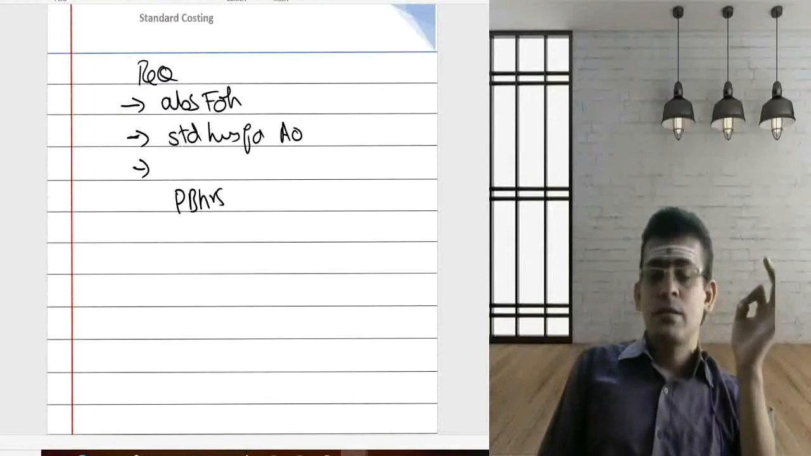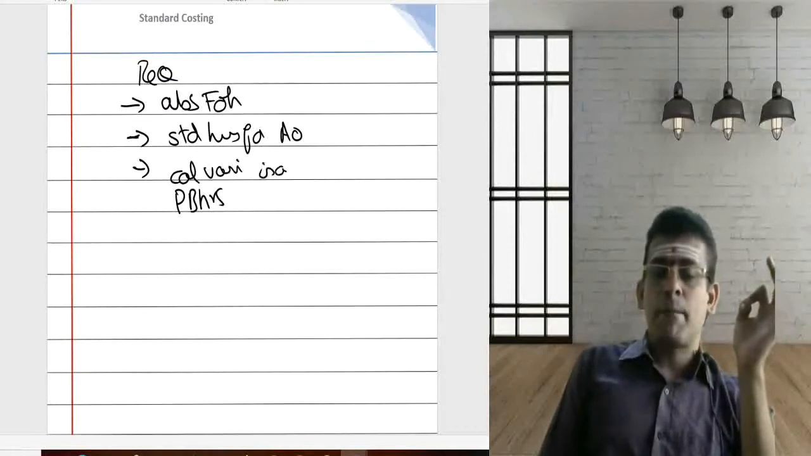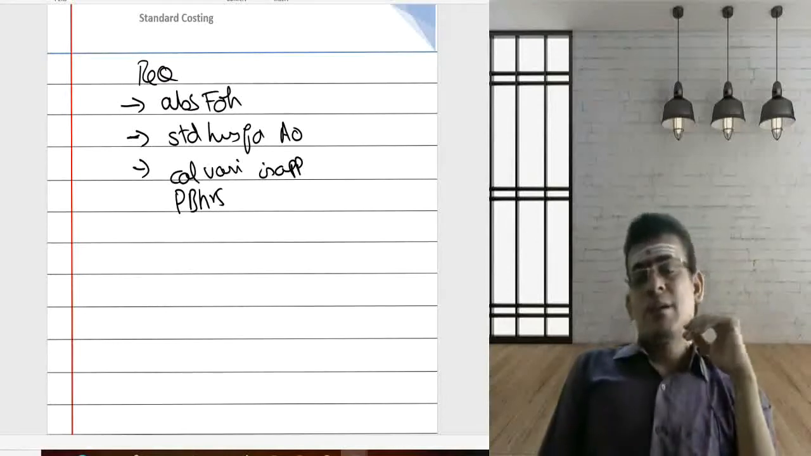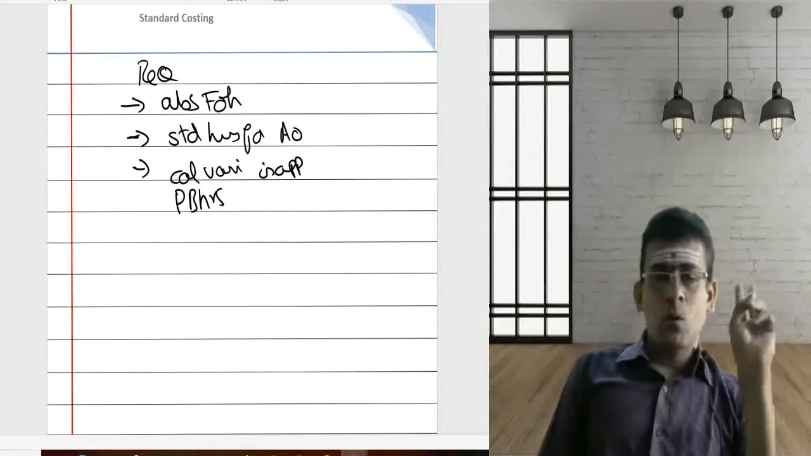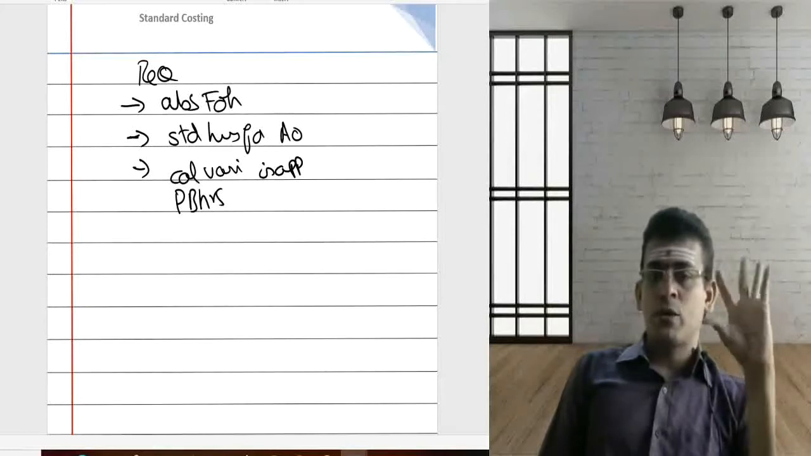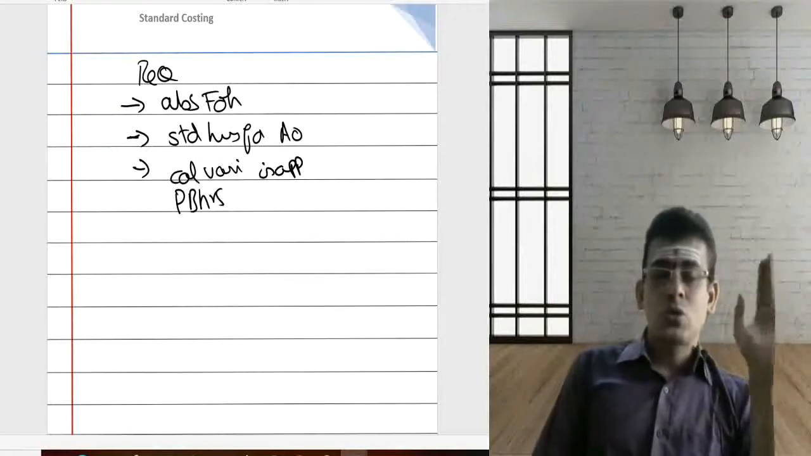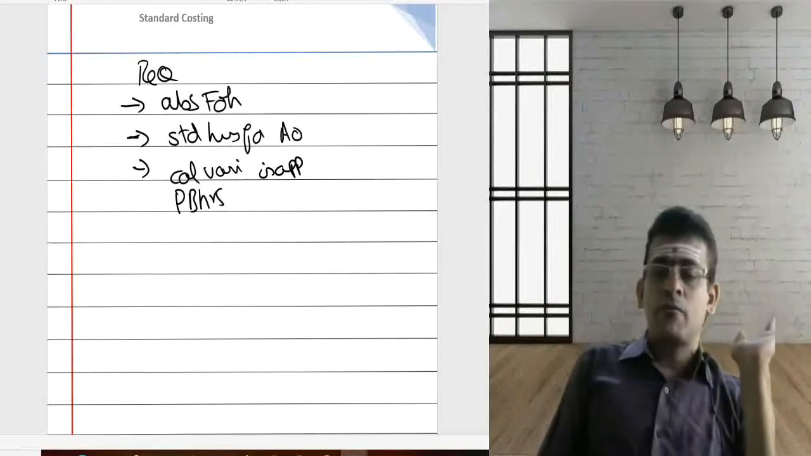If calendar variance is there, then I need to calculate something called as possible budgeted hours. When will I do this? Whenever calendar variance is applicable, then only I need to calculate possible budget hours. If calendar variance is not applicable, only two things are required, because I am going to calculate only 5 variances. Calendar variance will not arise. So this is nothing but the requirement which you should always have.